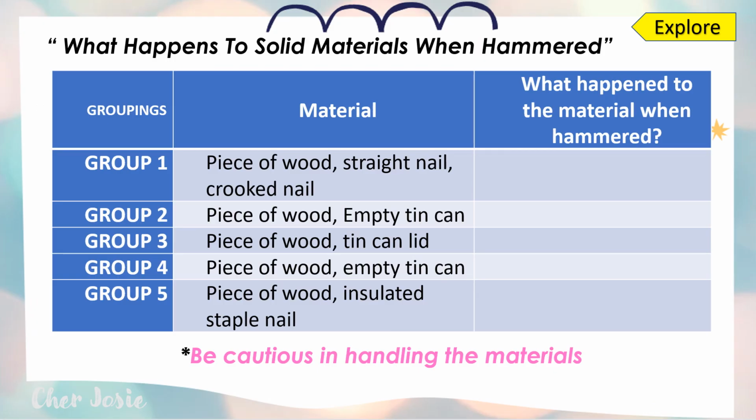And now, let's have your group activity. It was entitled, What Happens to Solid Materials When Hammered? For group 1, here are your materials: piece of wood, straight nail, and crooked nail. For group 2, piece of wood and empty tin can. For group 3, piece of wood and tin can lid. For group 4, piece of wood, empty tin can. And group 5, piece of wood, insulated staple nail.